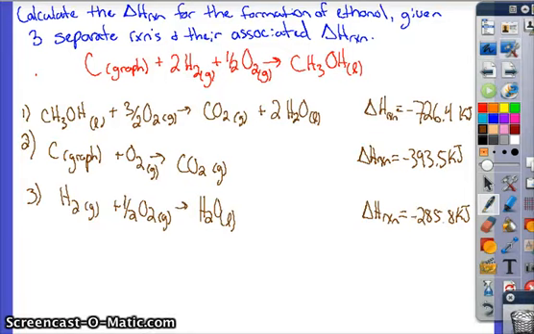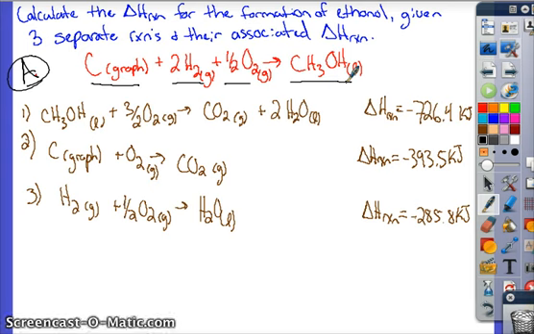The question asks, calculate the enthalpy of reaction for the formation of ethanol given 3 separate reactions and their associated delta H of reaction. For this procedure, we will be doing method A. In method A, remember everything has to be shown as a formation. So the key is to show everything as a formation, meaning all substances in the reaction in question need to be shown as a formation on the product side.